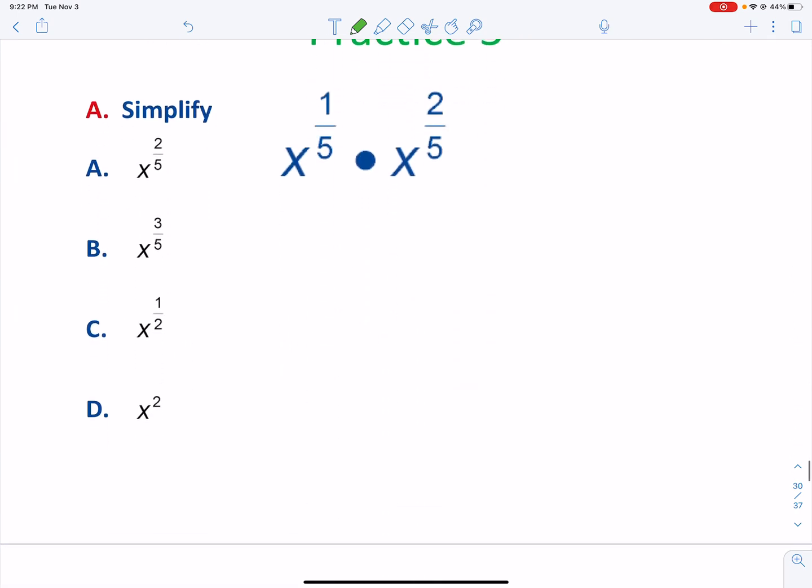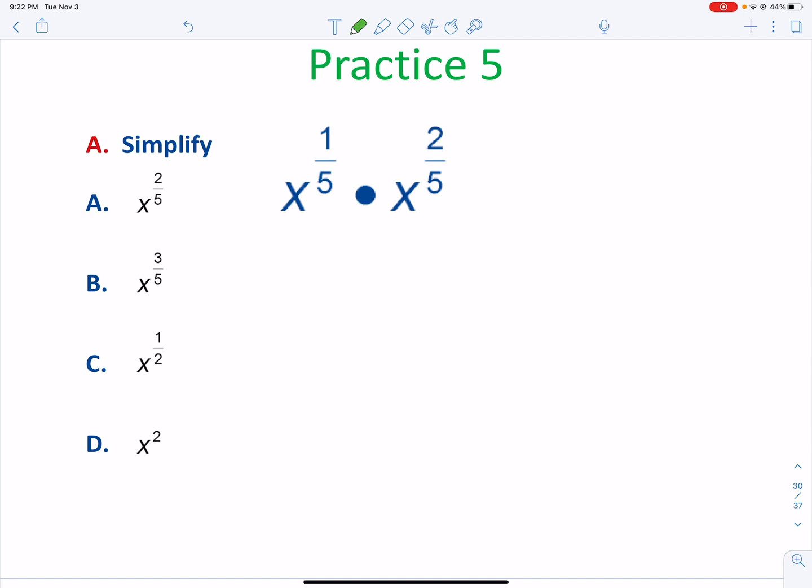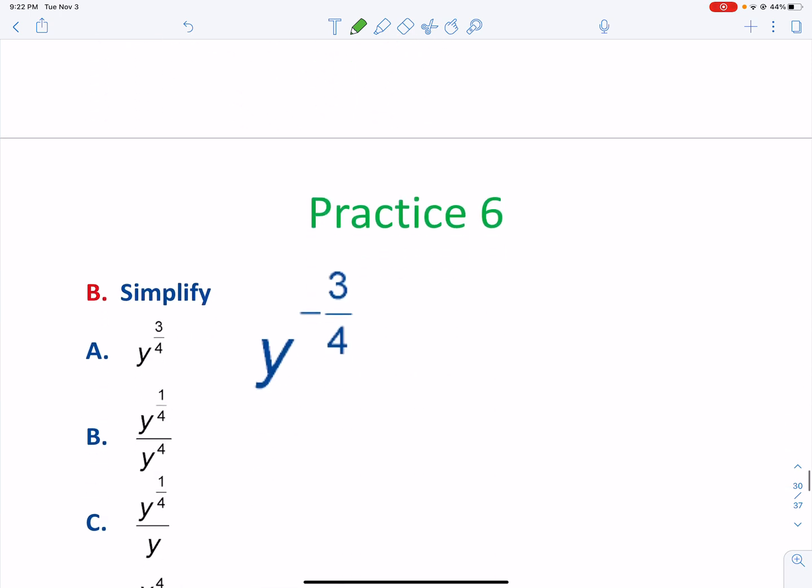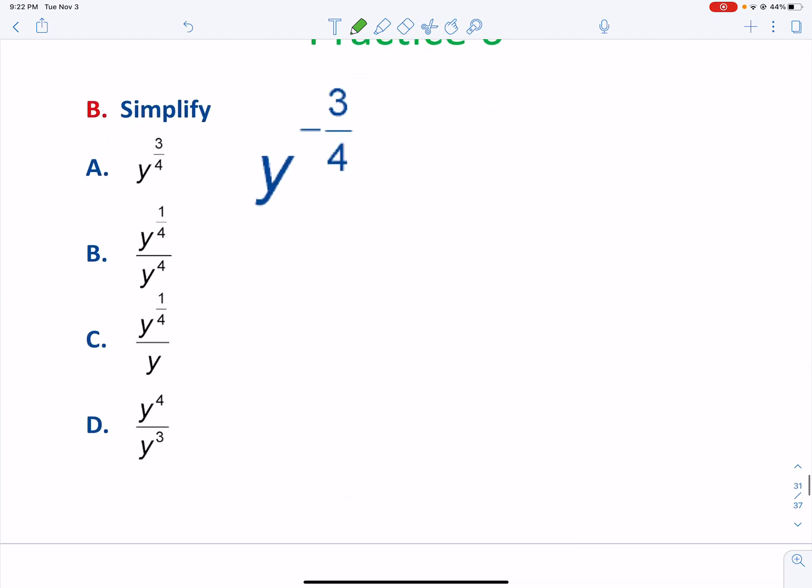Okay? So try this practice question and pause it and see what you get for an answer. Okay? Common denominator. So this would be x to the 3/5. So x to the 3/5 would be right here. So that would be my answer. And then let's take a look at this.